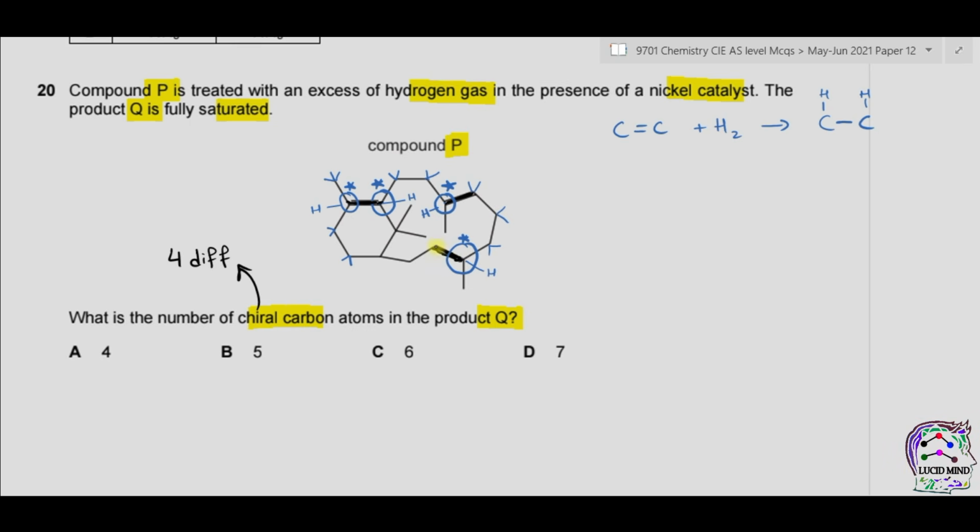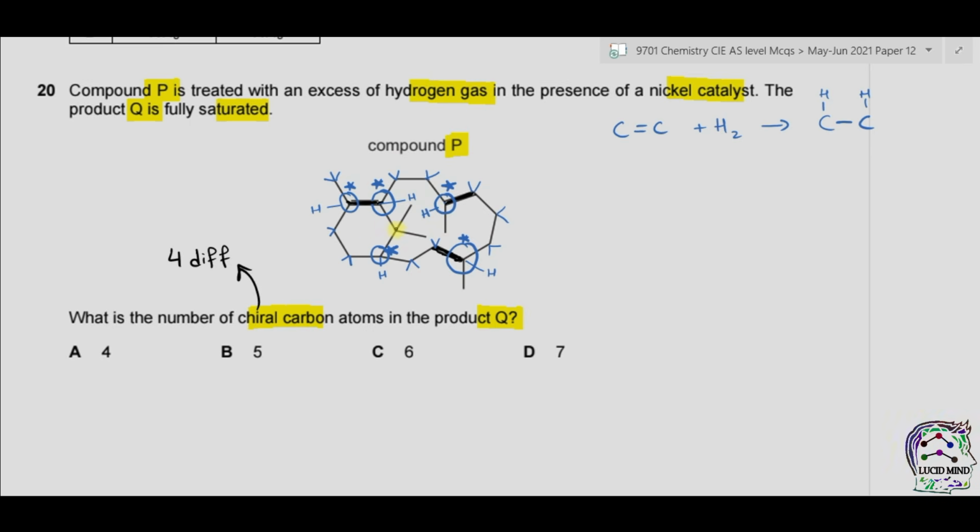Now moving towards this carbon, we have 2 identical hydrogen atoms. Again on this one we have 2 identical hydrogen atoms. On this one we have 1 hydrogen atom. And all 4 groups are different, so this is also chiral. So far we have 5 chiral carbons present.